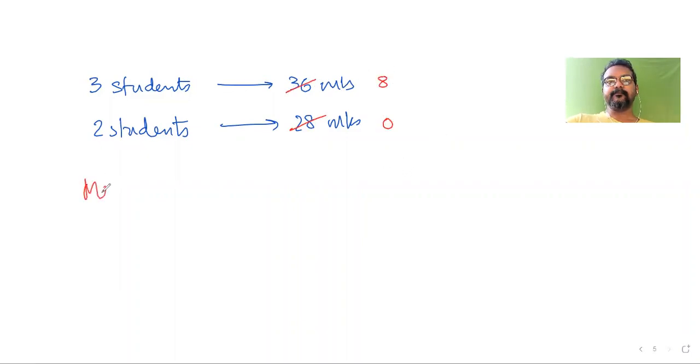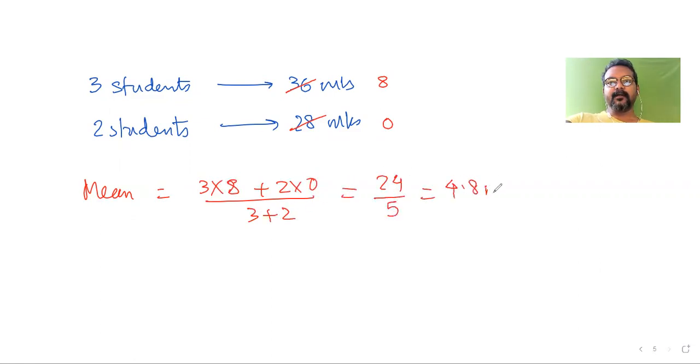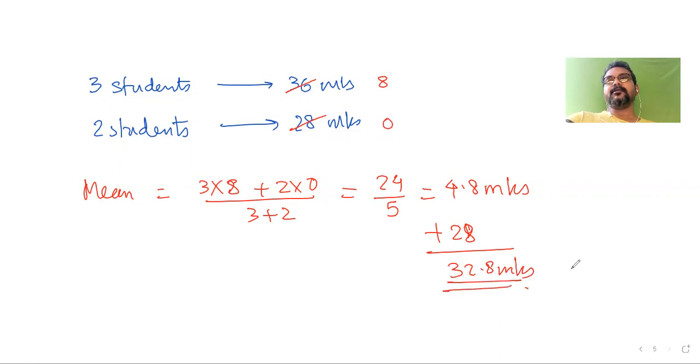What is the mean? 3 times 8 plus 2 times 0 divided by 3 plus 2. So 24 over 5. So that's 4.8 marks. But observe, I have reduced everything by 28. So the actual average would be, you must add back that 28. So 28 plus 4.8, 32.8 marks. So this is your answer for the average.